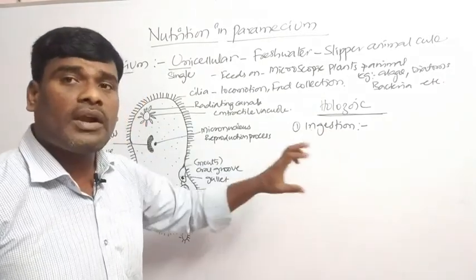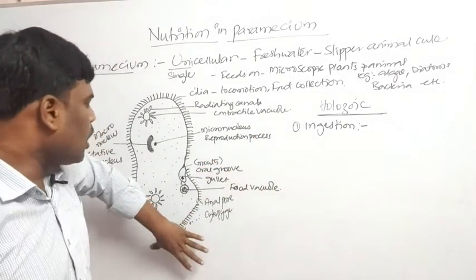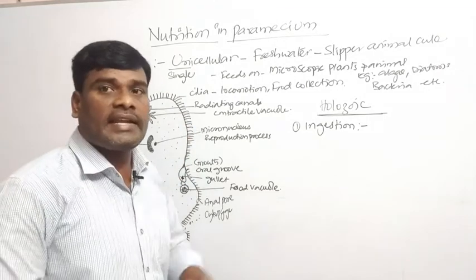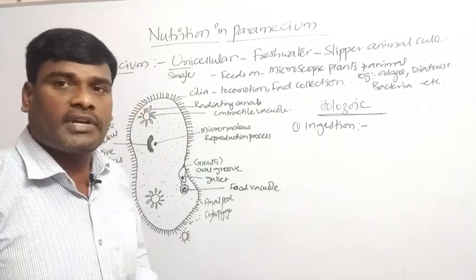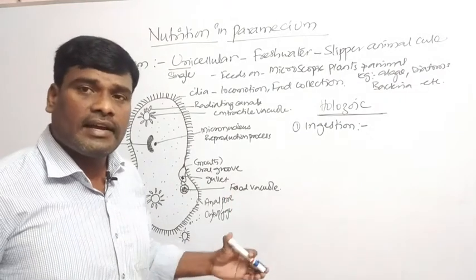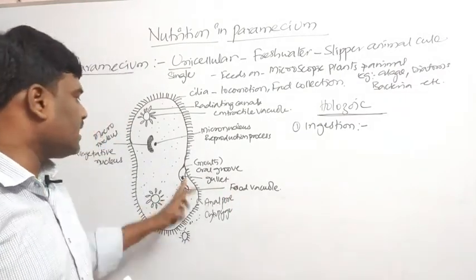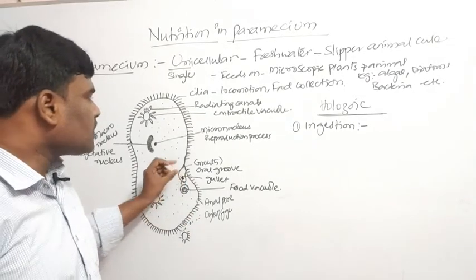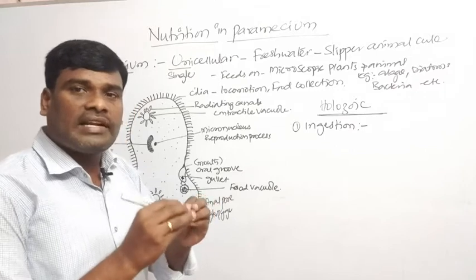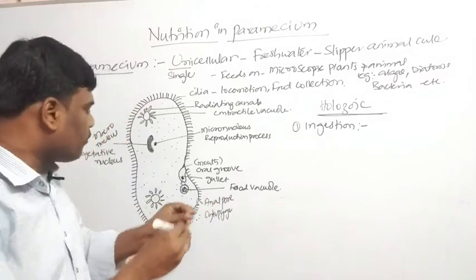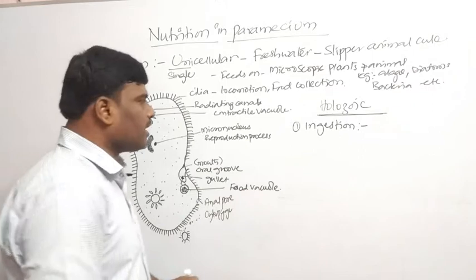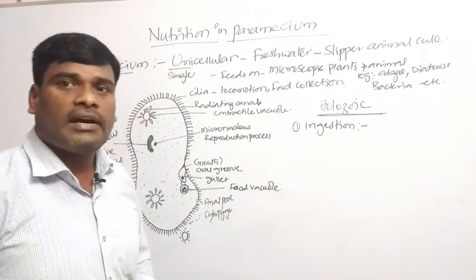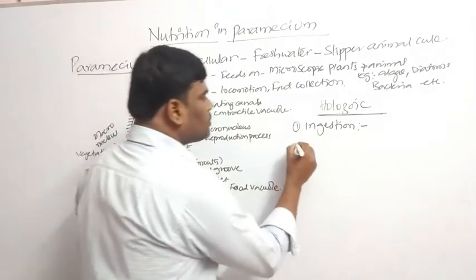Ingestion means taking in food. So how was the food taken inside the oral groove? With the help of cilia. They created a water current, and with its help the food particles were collected and entered the oral groove. When the microscopic particles gathered and formed a mass, it formed a food vacuole. Then what happens to this food vacuole? It must be digested, right?